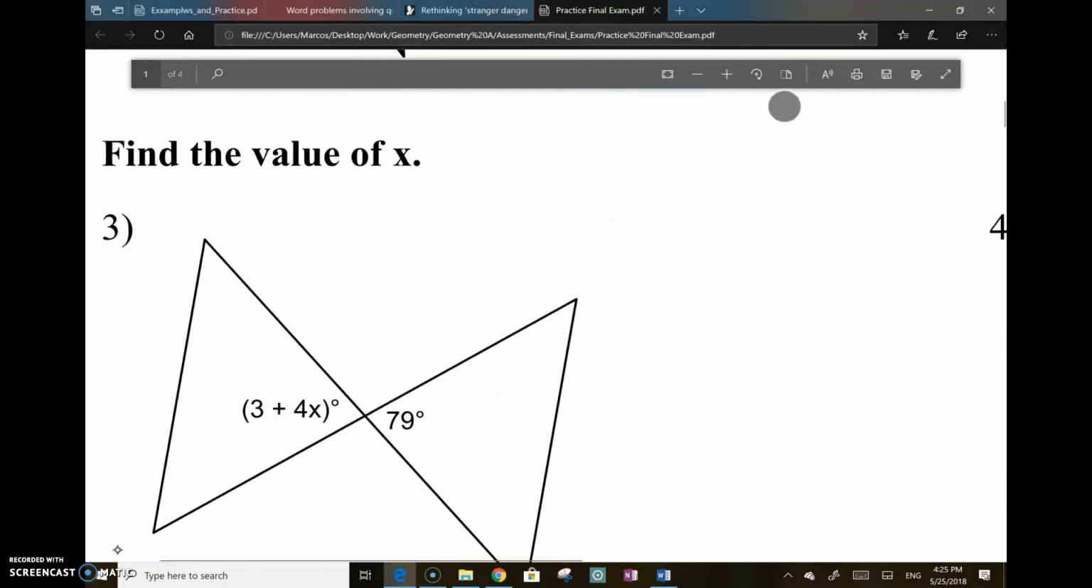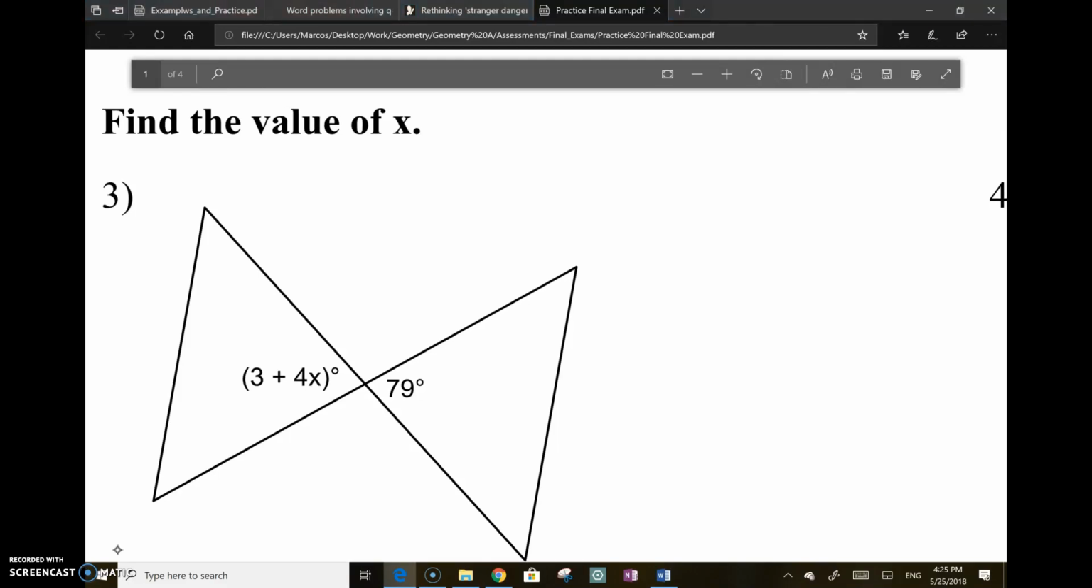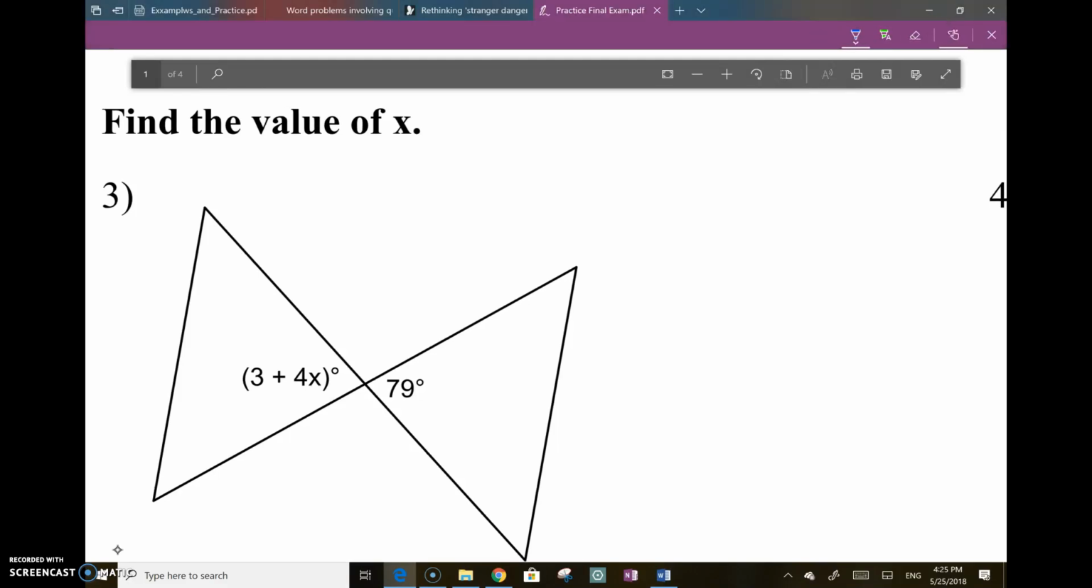Number 3. So we have to find the value of x yet again. The trick to this is knowing what kind of angles we have looking at us here, and these would be vertical angles, which means that they too are congruent. So this would be 3 plus 4x is simply equal to 79 degrees.